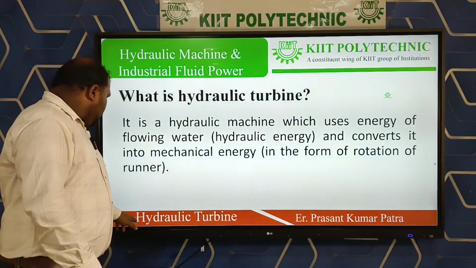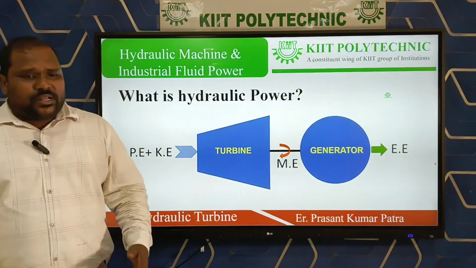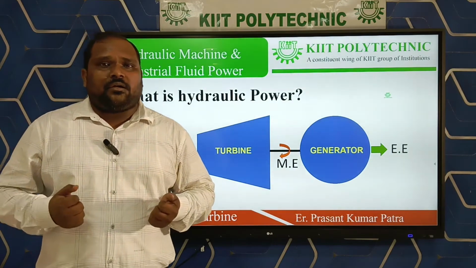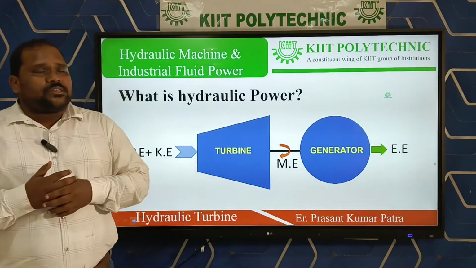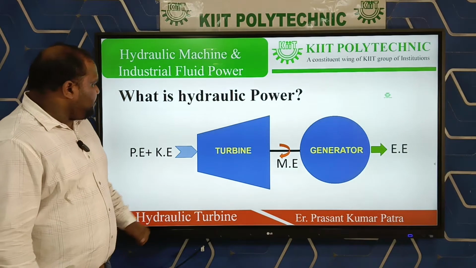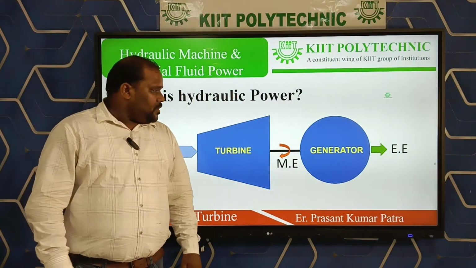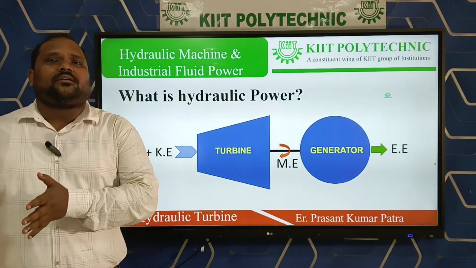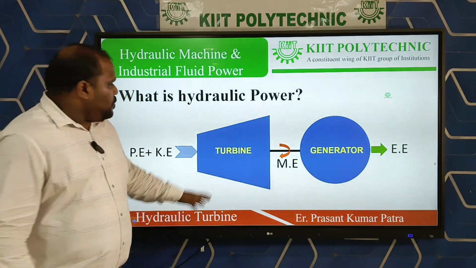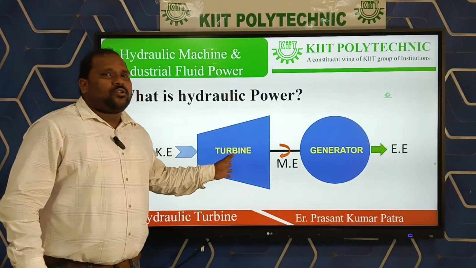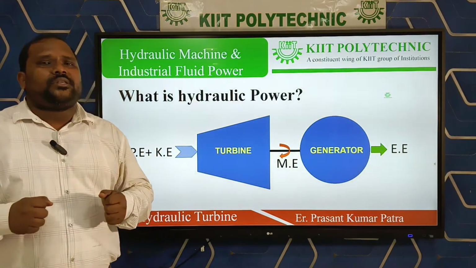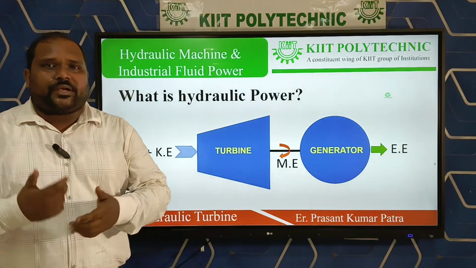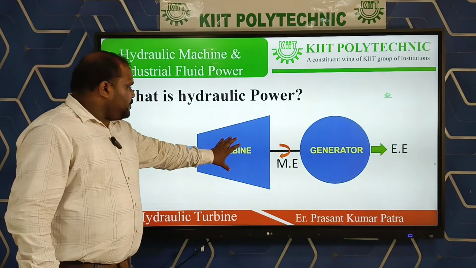Next, we will discuss what is that hydraulic power that we want to generate in the hydroelectric power plant. To develop this hydraulic power, the first thing we need is a turbine, and as you know, a turbine is a machine. What kind of machine? It is a hydraulic machine. Particularly, this hydraulic machine is a rotary one. Rotary means when force is given to this turbine, it will rotate. So this is a rotary one.